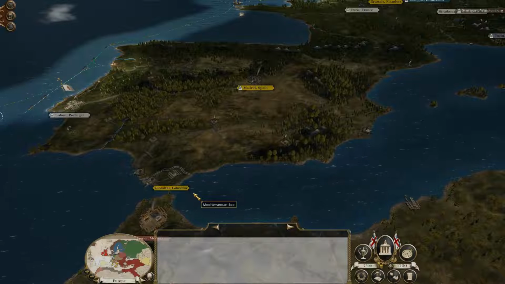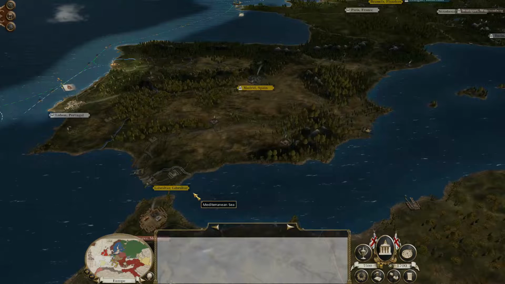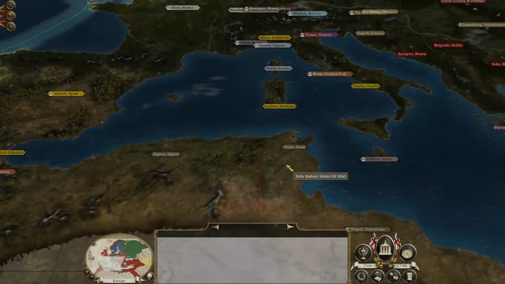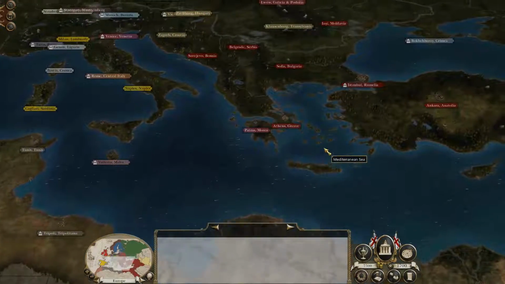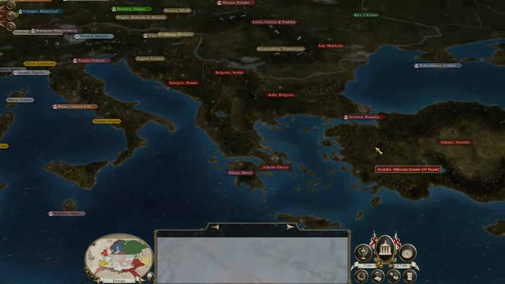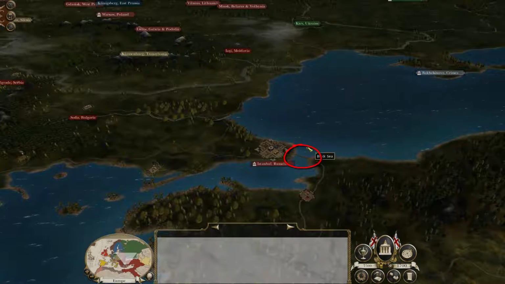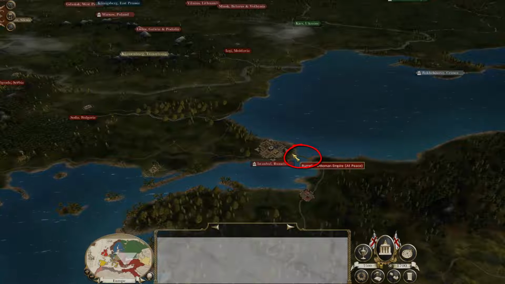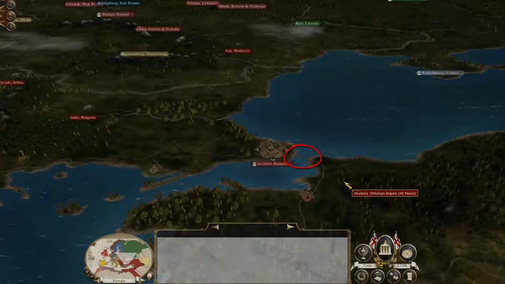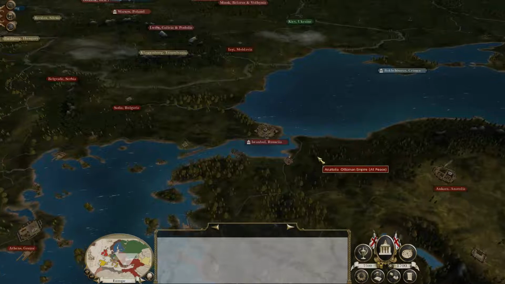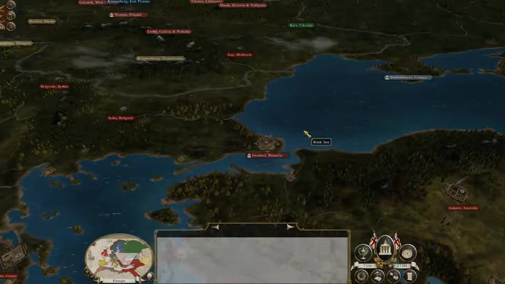So let's have a look now at the second one, which I've identified. Now this one is all the way over here. As you can see, again a very small control point between Istanbul and Anatolia. You've got Ankara here, you've got Istanbul here. Now this is significant for two reasons.